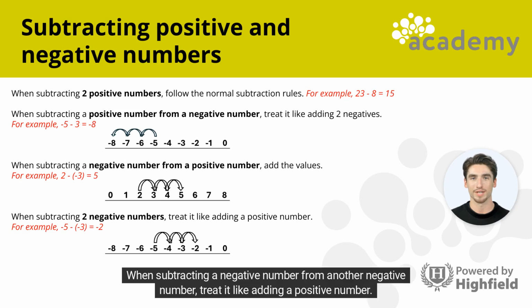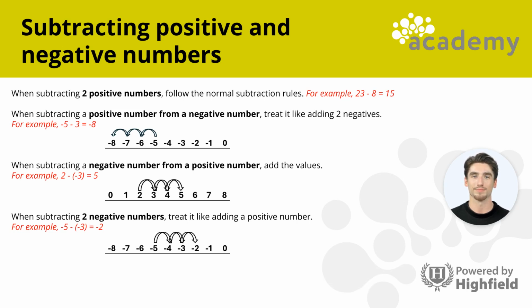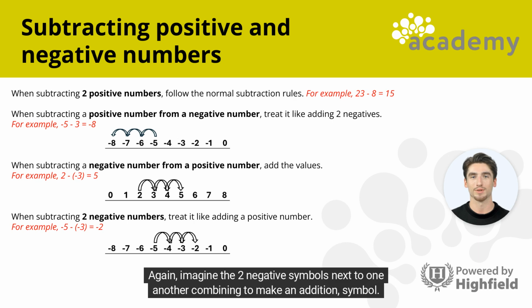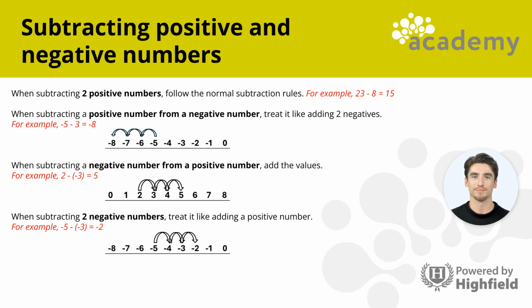When subtracting a negative number from another negative number, treat it like adding a positive number. Again, imagine the two negative symbols next to one another, combining to make an addition symbol. For example, minus 5 minus minus 3 equals minus 2.